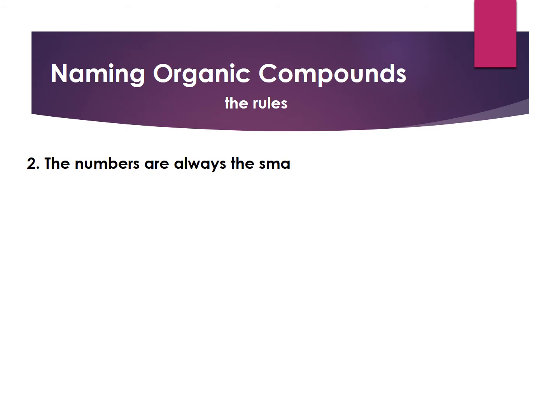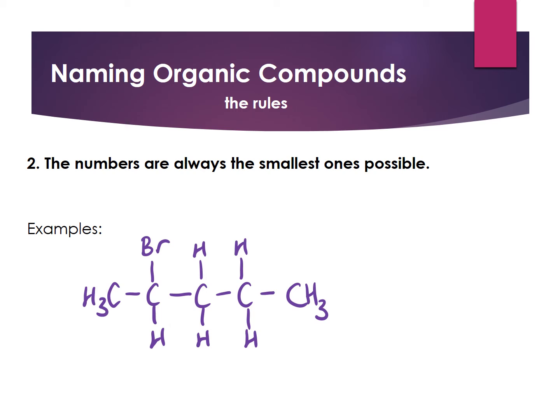The second rule is that the numbers used are always the smallest ones possible, and you might have noticed that in the last 2 examples that I started numbering from one end rather than the other end. So for example, in this particular compound here, so we've got 1, 2, 3, 4, 5 carbons in the longest chain, so it's based on pentane, so it's pent. And then if we start to number from this end, 1, 2, 3, 4, 5, then the bromine substituent that sits here would end up on carbon atom number 4.